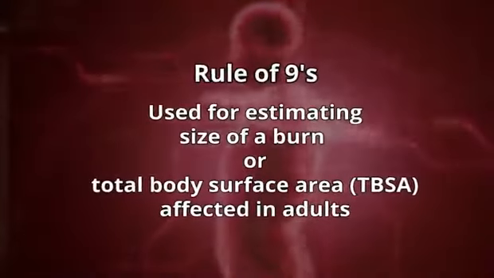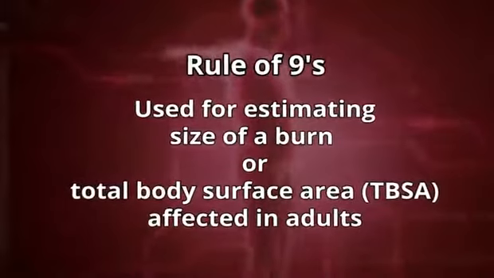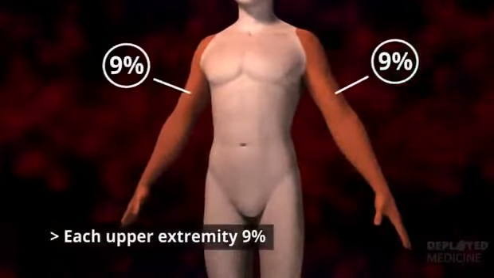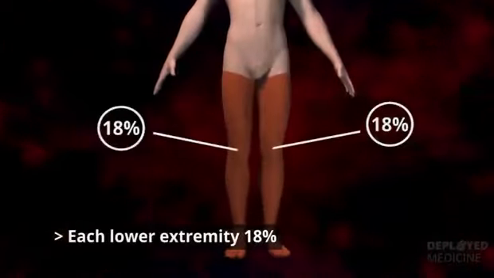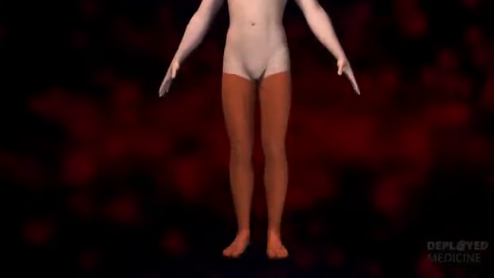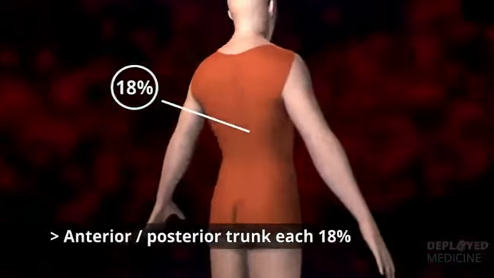The rule of nines is used for estimating the size of a burn or total body surface area affected in adults. Each upper extremity is 9%. The head and neck are 9%. The lower extremities are each 18%, and the anterior and posterior trunk are each 18%.